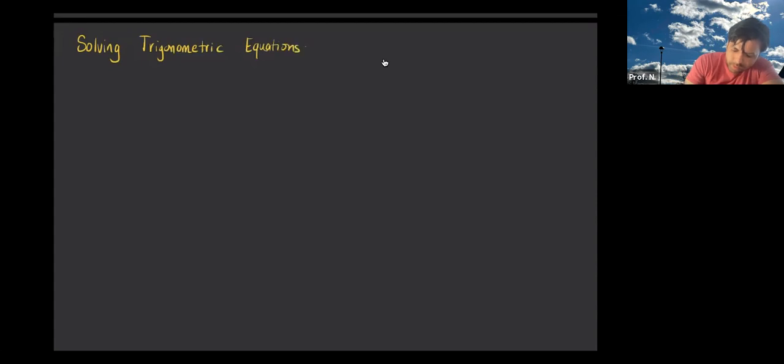So the last thing I want to touch upon today with you guys is solving trigonometric equations. This is the last thing of the semester. So I want to solve trigonometric equations, and we'll start very slow, basic. So for example, I'll give you an example of what I mean. And you've done this already.